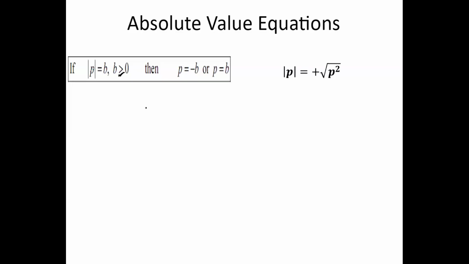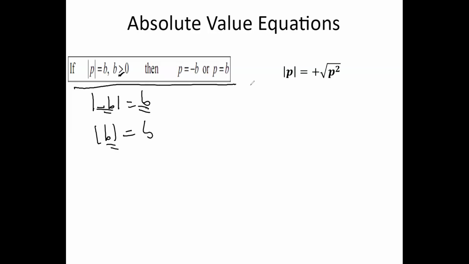So if the modulus of some number is equal to B, then either, we're calling this any number P, if the modulus of P is equal to B, then P is either negative B or B. Think about it. The modulus of negative B will be B. The modulus of B will be B, right? So if the modulus of a number is B, then the number is either minus B or B. That is what all of that is saying.